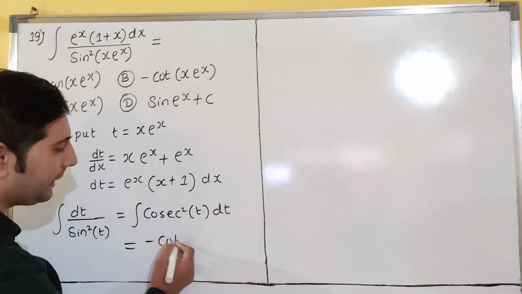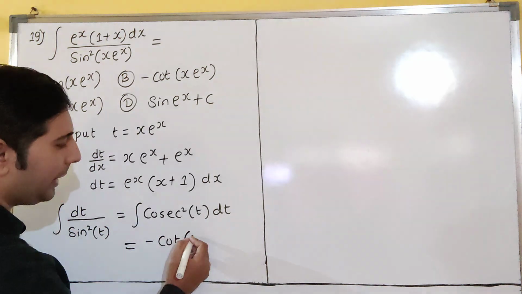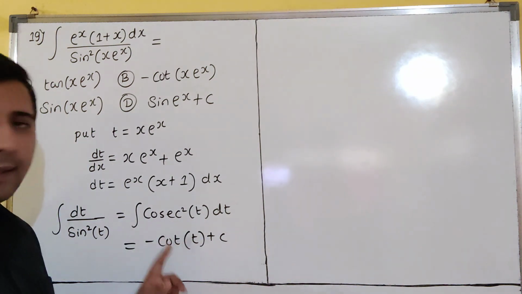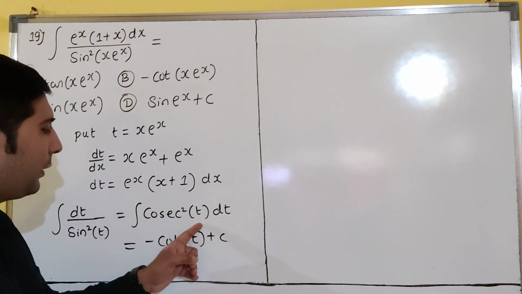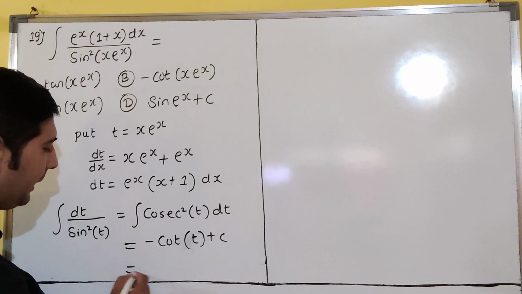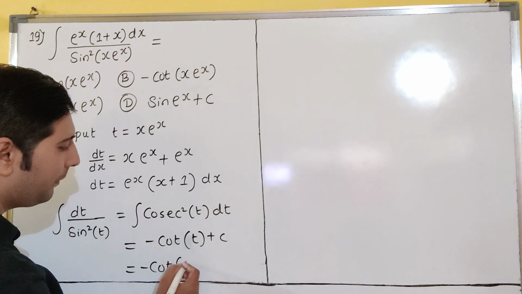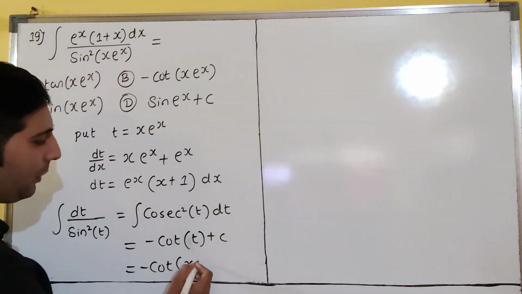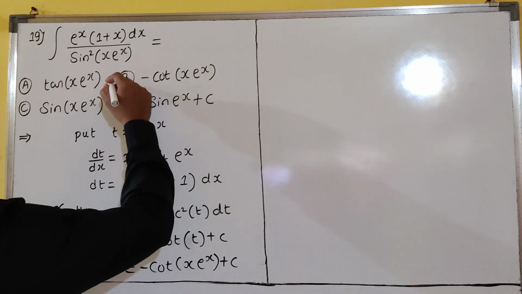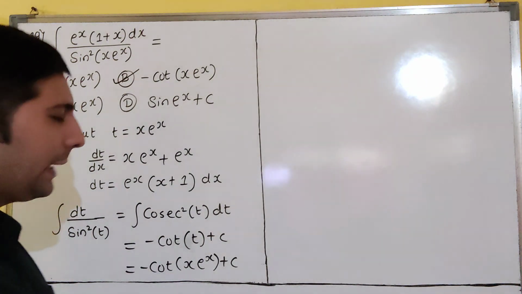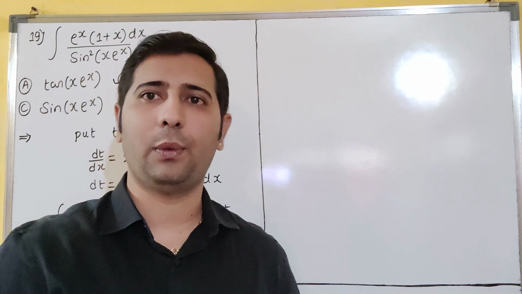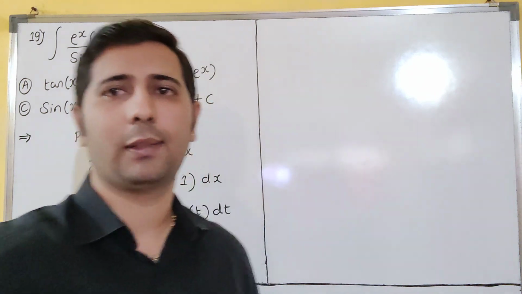Minus cot x. In place of x, what is it? t. So integration of cosec square t is minus cot t. So what is the t value? t is x into e raised to x, plus c. So this is our required answer, that will match with B. B is the correct answer, dear students. We'll see one more question, and afterwards we will end the session. Please copy this one.